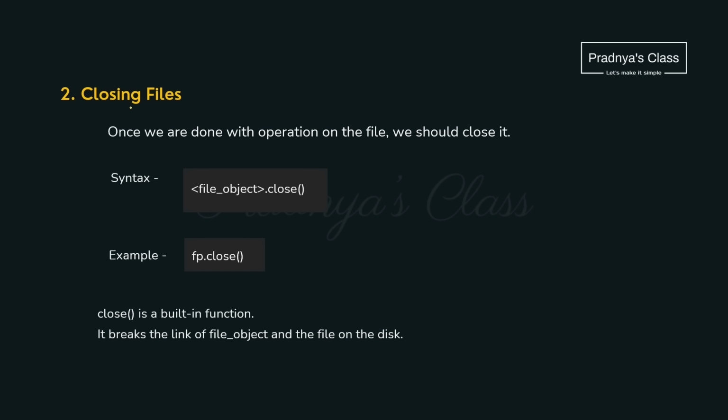Now here is the operation of closing the file. Why we close the file? Because there will be connection established between the disk on your computer and the program. That we need to break to keep your data secure. For that we will be using close function. It doesn't take any parameter. It works with the file object which will get created with the open function.